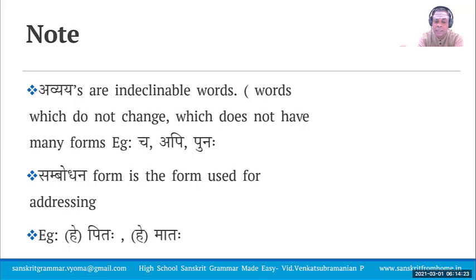Now here the word pitaha comes from the root pitru. The word mataha comes from the word matru. These roots are rikaranta. They have the sound r at the end. In the case of rikaranta shabda, the sambodhana will have a visarga like in the case of pitaha and mataha. Now that visarga will get converted to repha in the case of rikaranta visarga.